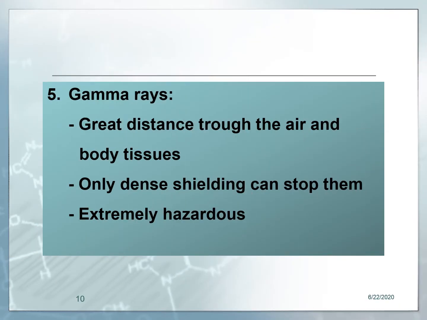The last one is gamma rays. They travel a great distance through the air, and through many materials, such as body tissues. Only dense shielding can stop them, such as lead or concrete. Because they can penetrate so deeply, exposure to gamma rays can be extremely hazardous. Even the syringe used to give an injection of a gamma-emitting radioactive isotope is placed inside a special lead glass cover.